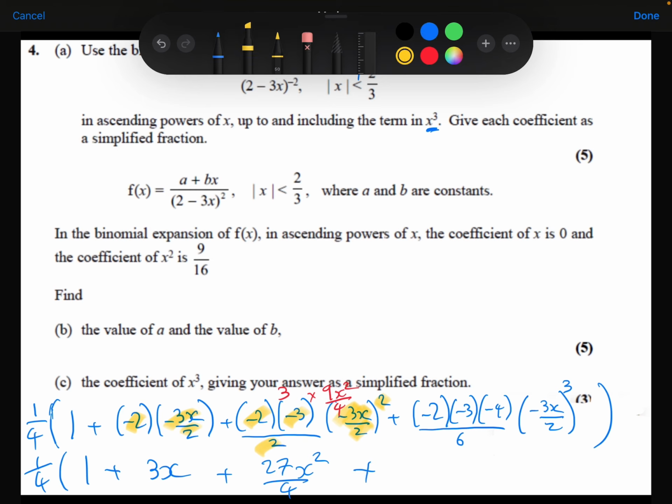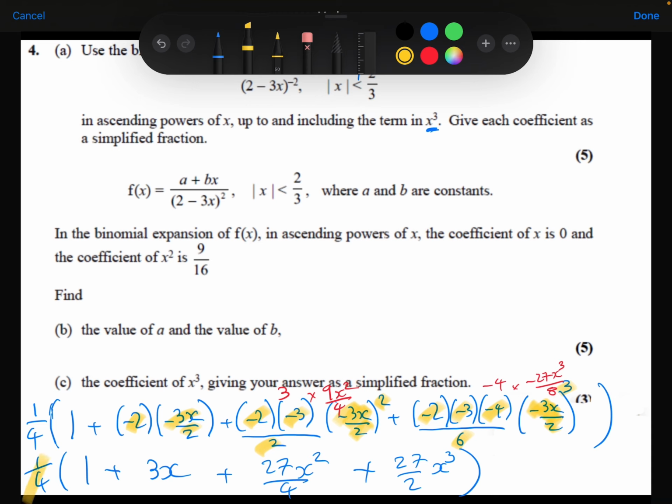And then our next term, minus 2 times minus 3 is 6. 6 times minus 4 is minus 24, divided by 6 is minus 4. We have then got the minus 3x over 2 cubed. So minus 3x times minus 3x times minus 3x is minus 27x cubed, and the 2 times the 2 times the 2 is 8. Which, when you multiply that by the minus 4, will give me a positive. The 4 and the 8 will cancel out and I'll just get 27 over 2 x cubed.